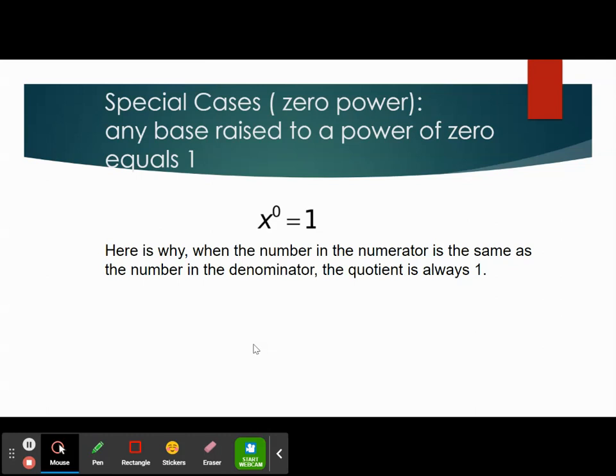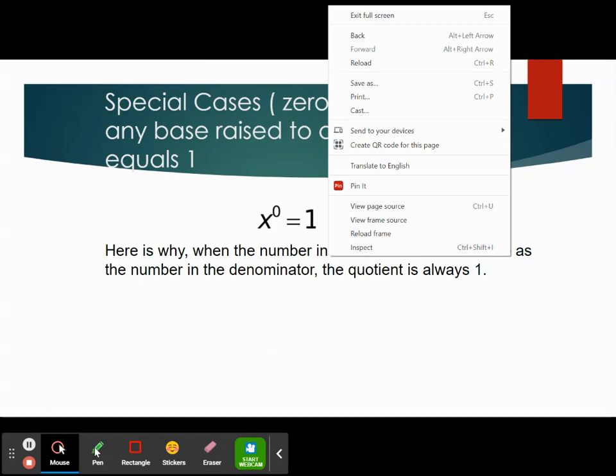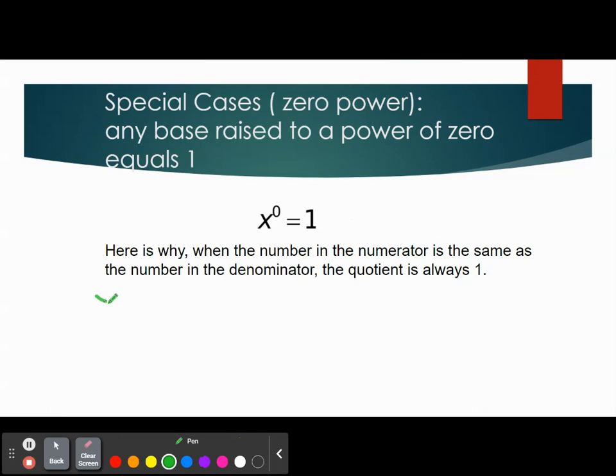Alright, let me show you why. There's a couple different ways I can go about showing you. Let's say you have x squared divided by x squared. Well, x squared means x times x, and this x squared means x times x. You don't have to write this down, I'm just showing you why. x divided by x is 1, and x divided by x is 1, and 1 times 1 is 1.